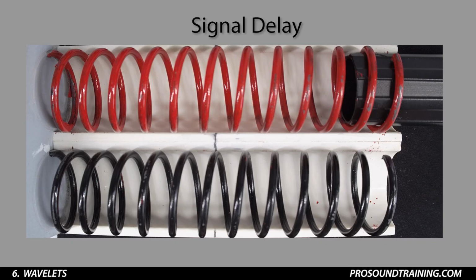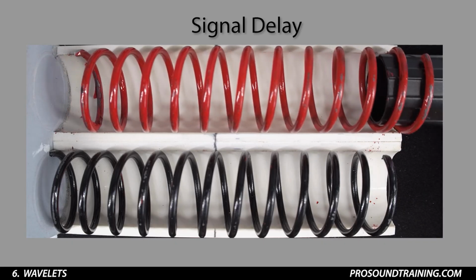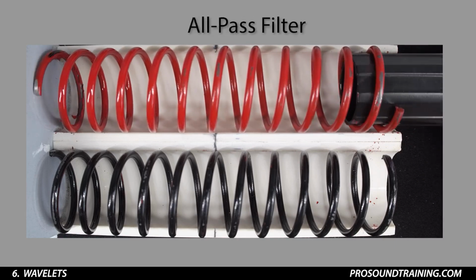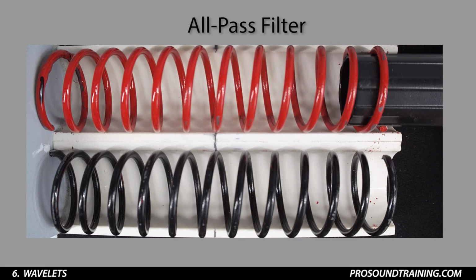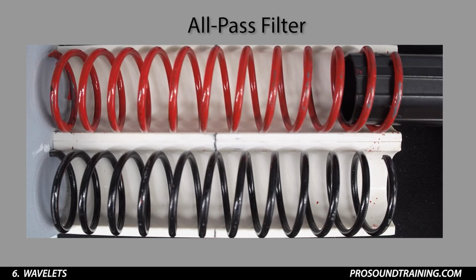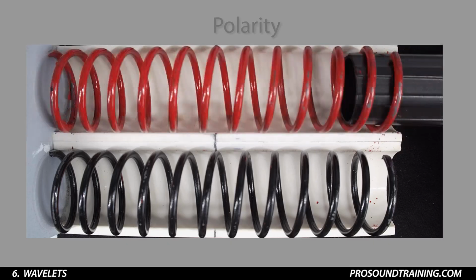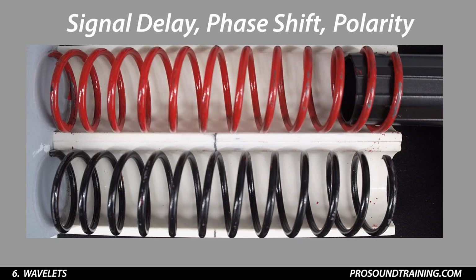Using the spring example, signal delay moves the wavelet down the time axis. The all-pass filter rotates the wavelet about the time axis, and a polarity inversion produces a mirror image of the wavelet. Clearly, there's a difference between these processes, and wavelet analysis makes the difference obvious.